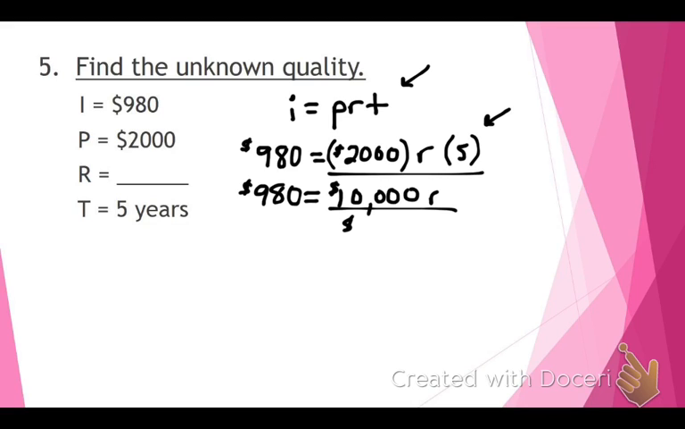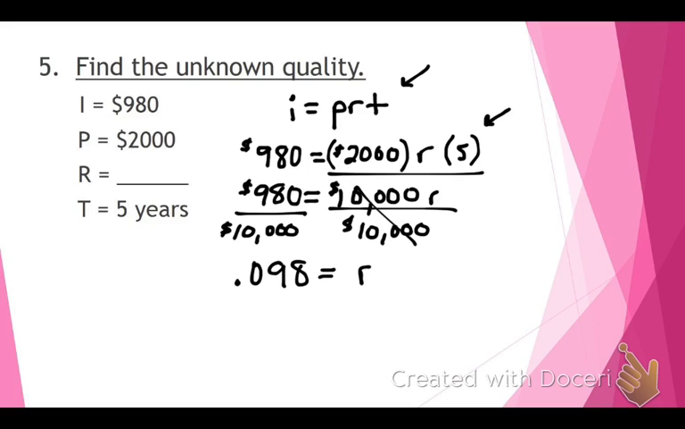Divide by 10,000. And what I do to one side, I've got to do to the other side so that I am fair. When you do this, this should give you what your R would be. 0.098. Okay, now if you remember, the rate for my answer should always be a what? A percent. So how do I get 0.098 to turn into a percent? Move that decimal 2 times to the right. 1, 2. Now that's my new decimal. And what's the answer?